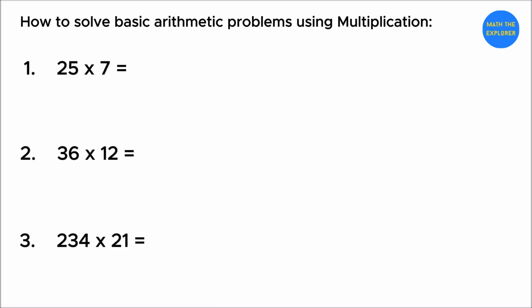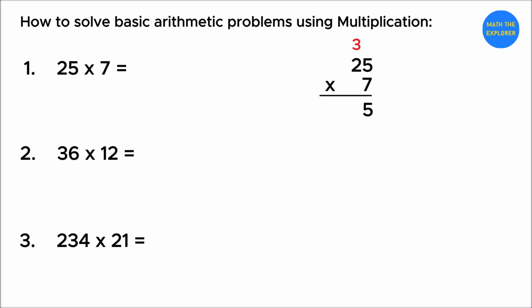To solve 25 times 7, start by multiplying the digit in the ones place of 25, which is 5, by 7. So 5 times 7 is equal to 35. Write down 5 and carry over the 3 to the next column.